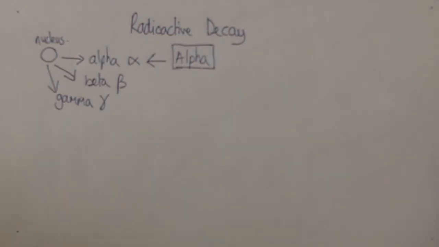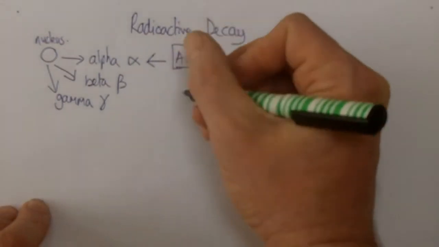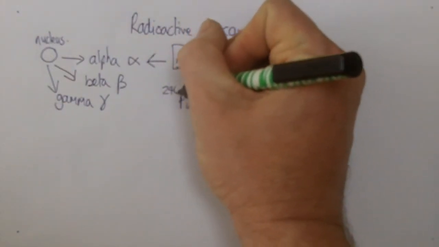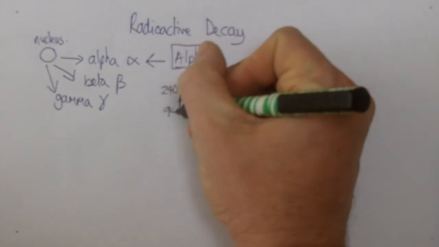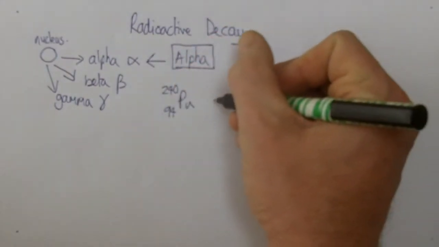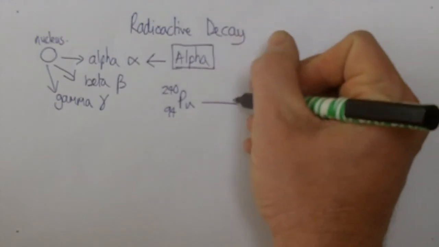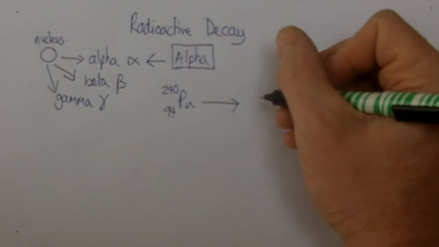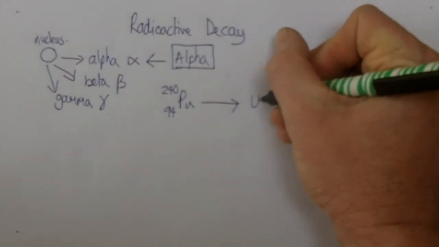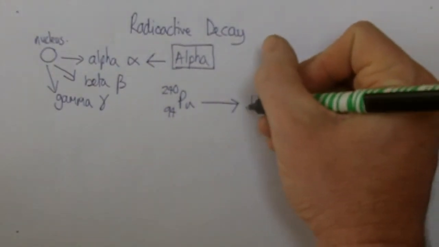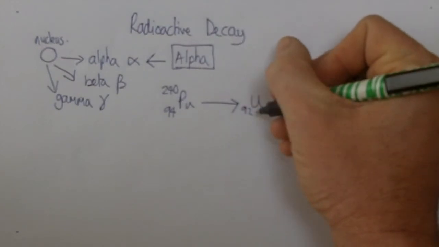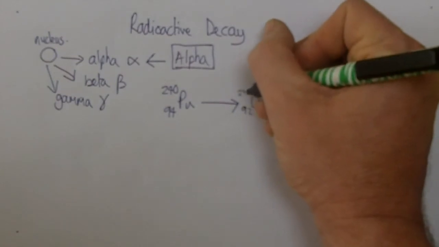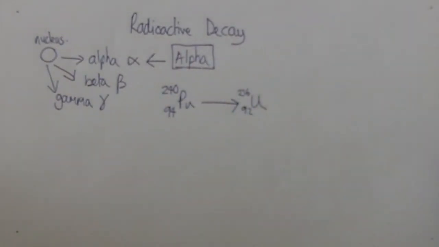So let's take the example of plutonium. Plutonium-240, atomic number 94, will decay into a completely different element, which will be uranium. Uranium 92, 236, is what it decays into.